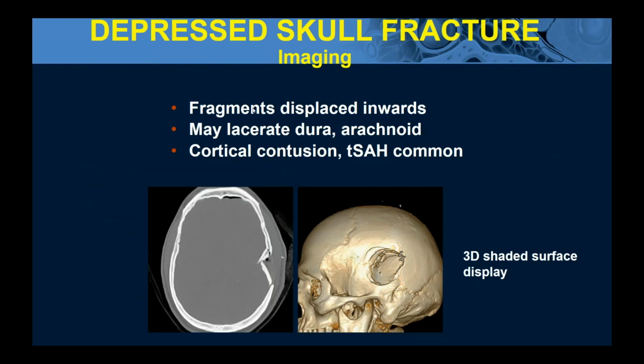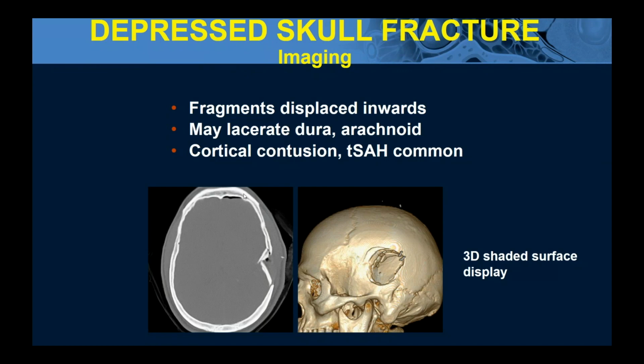Here's a depressed skull fracture. So you've seen a little linear skull fracture. Here's a depressed skull fracture. This patient was hit in the head with a ball peen hammer, and it blew the skull inwards, and you see it's comminuted. And here on the 3D reconstruction, you can see the depressed skull fracture. So in a depressed skull fracture, the fragments are displaced inwards. They can lacerate the underlying meninges, starting with the dura and sometimes the arachnoid. You can get cortical contusions, traumatic subarachnoid hemorrhages, and so on.